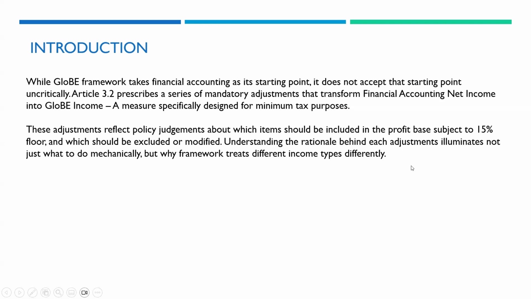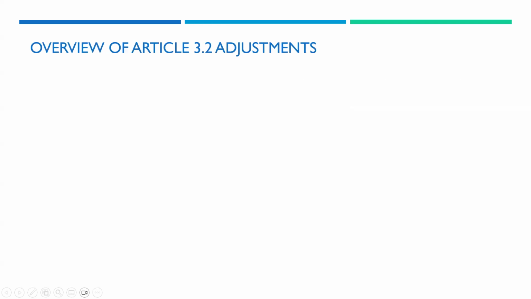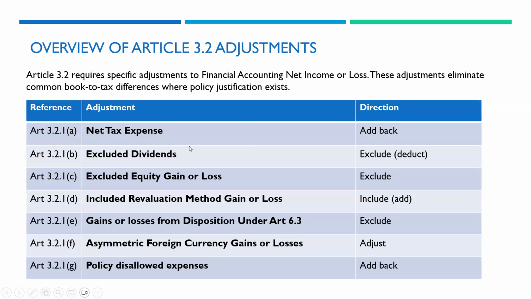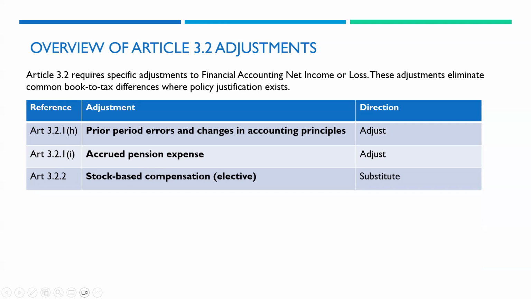First adjustment, my friends, is... okay, we'll give you an overview first. There are 10 adjustments, and the first adjustment is net tax expense, because we're doing it after tax and we have to make it before tax. So the first one is net tax expense, then excluded dividends, excluded equity gain or loss, included revaluation method gain or loss, gain or loss from disposition under Article 6.3, asymmetric foreign currency gains and losses, policy disallowed expenses, prior period errors and changes in accounting principles, accrued pension expense, and stock-based compensation. So there are 10 mandatory adjustments. We will discuss each adjustment today.